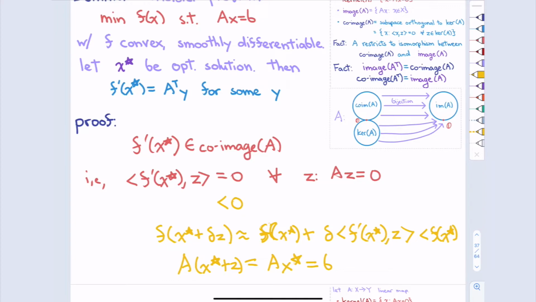That means it's in the image of A transpose. That means there's some y so that A transpose y is equal to f prime of x star. Okay, so some linear algebra facts that may have been new, maybe not, but are relatively elementary, mixed with basically your intuition from the undirected setting, right? So basically we just needed a little bit of linear algebra to go from unconstrained to linear constraints. Okay, are we okay with this lemma?